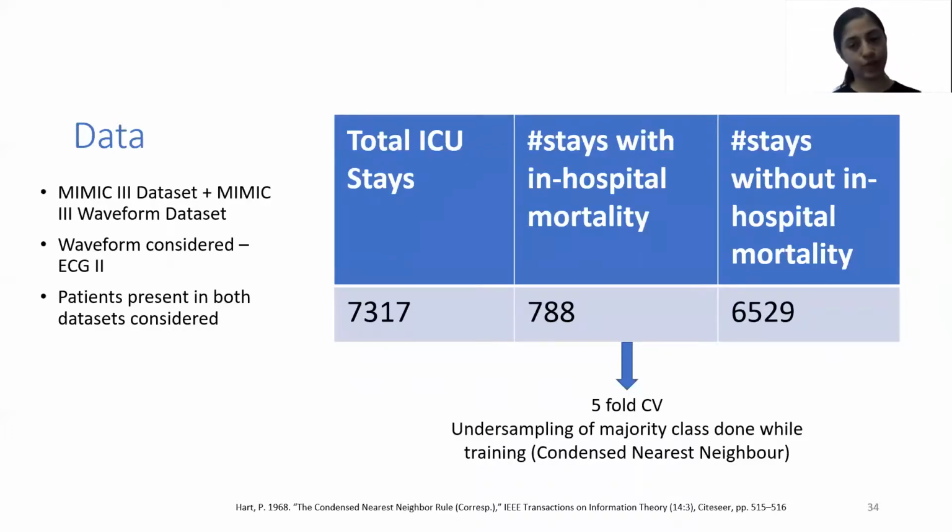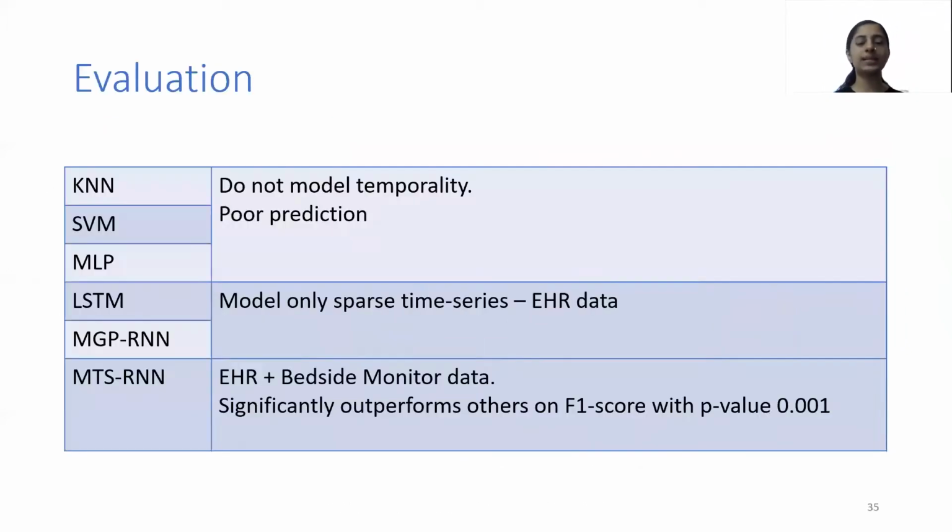So we do 5-fold cross-validation, and to adjust for the high class imbalance, we do an undersampling of the majority class. The majority class in this case being the non-in-hospital mortality patients, that is the patients who survived. So we do an undersampling of this class using condensed nearest neighbor. The baselines and the models that we evaluate our model against are traditional classifiers such as KNN, SVM, and MLP. They do not model the temporality of the data, and they are given the input of only the statistical aggregates of all the data sources for the entire 24 hours duration.